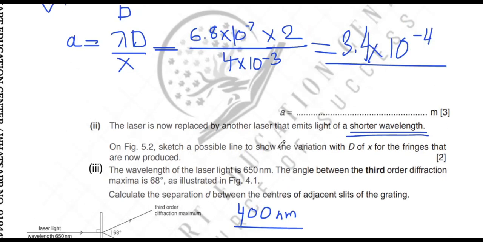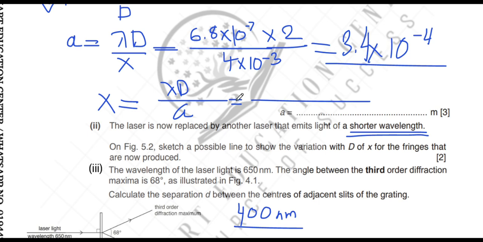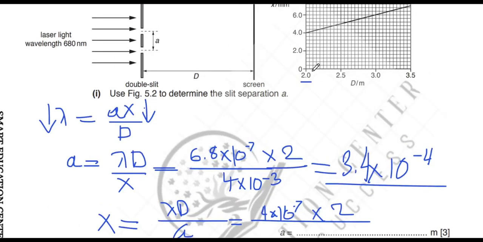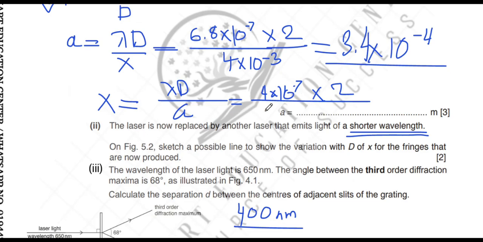This is the shortest wavelength. So if you use the shortest wavelength to find out X, you can find out the value of X. If you make X the subject, it would be lambda D by A, and the value of lambda would be 4 times 10 to the power negative 7, multiplied by D, that would be 2, because we are trying to find this out at 2. And A, that's what we found, 3.4 times 10 to the power negative 4. If we find it out, this value would be 2.3 millimeters.